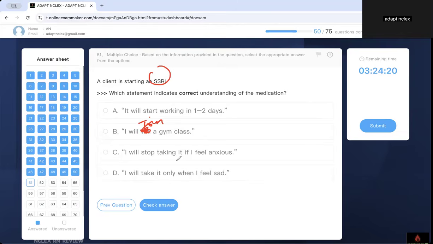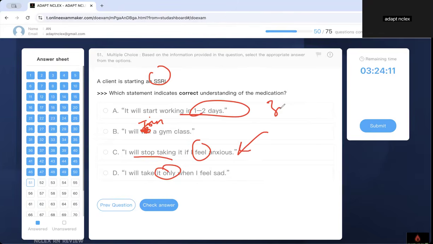Sad, depression. You can't take it when you feel sad. When you feel anxious, you should not stop it. You should let the doctor know. It doesn't take one to two weeks. It takes like three weeks.